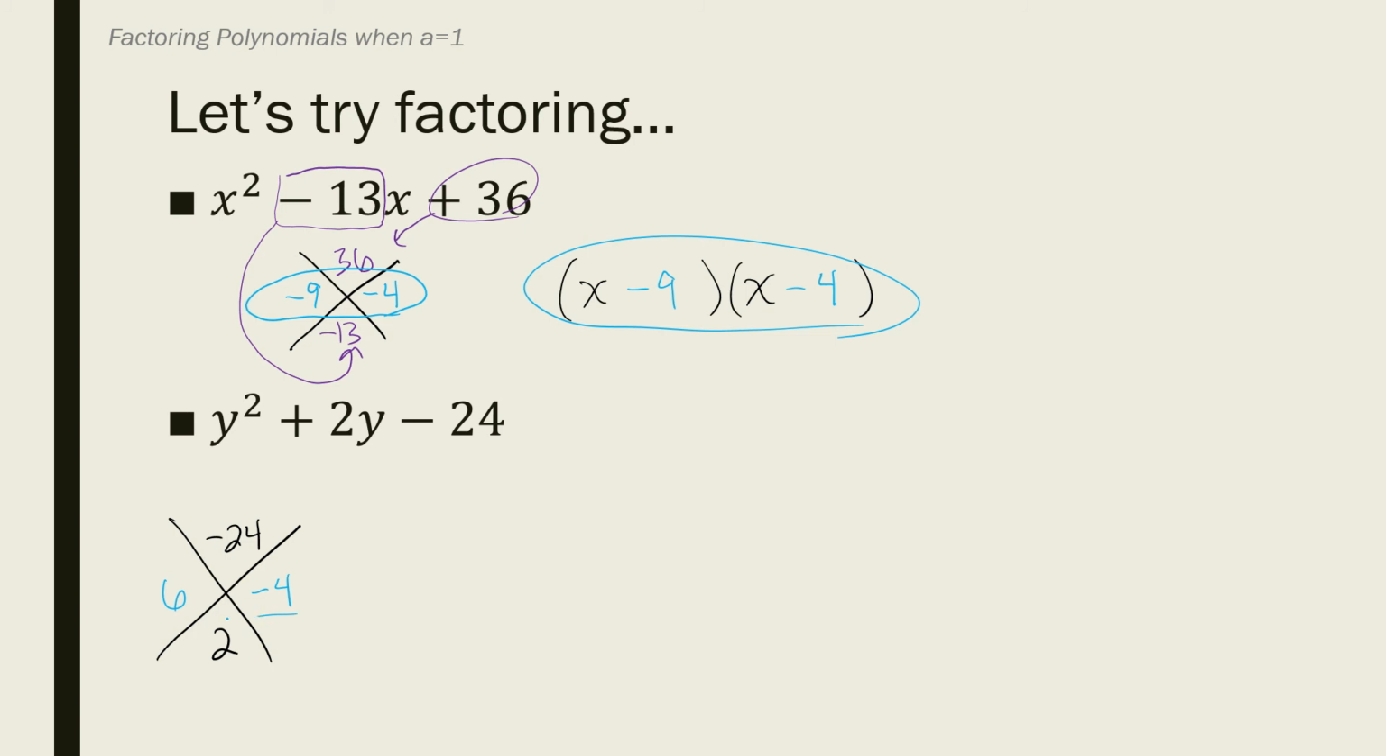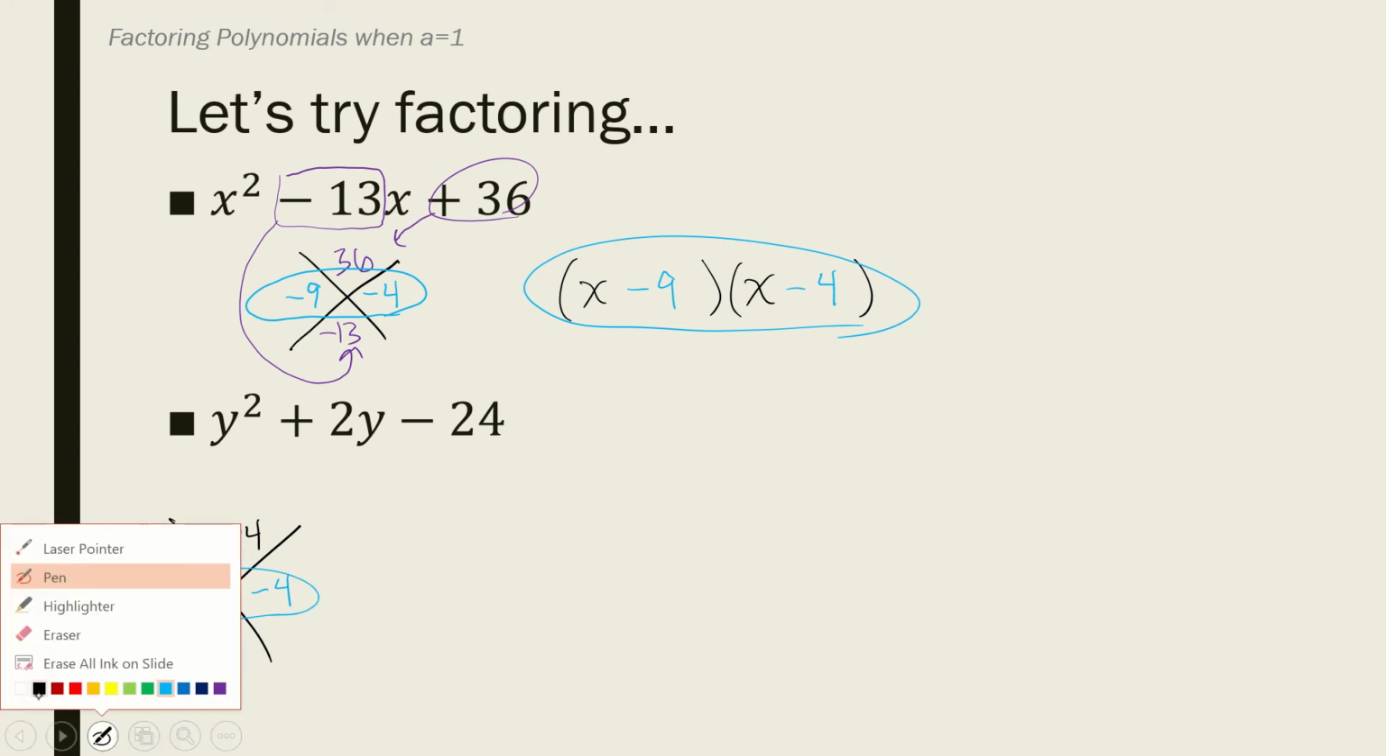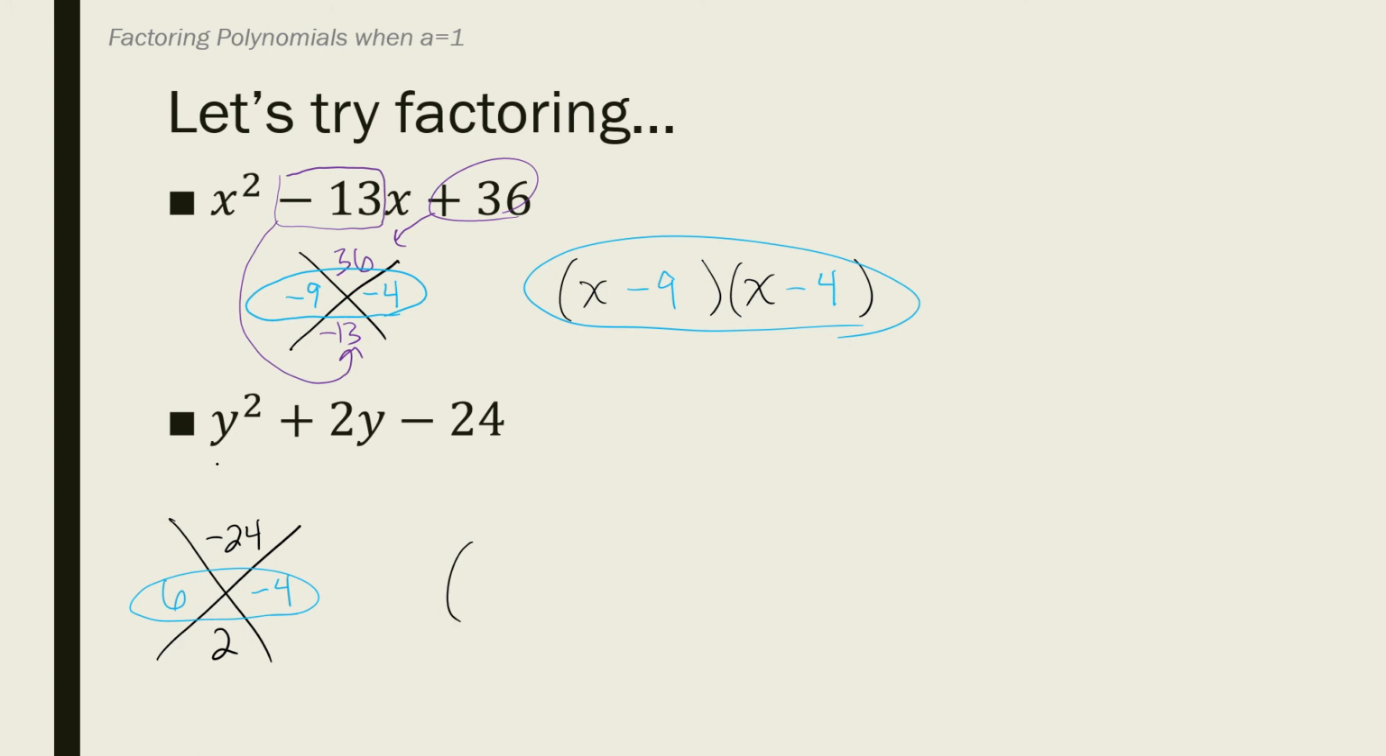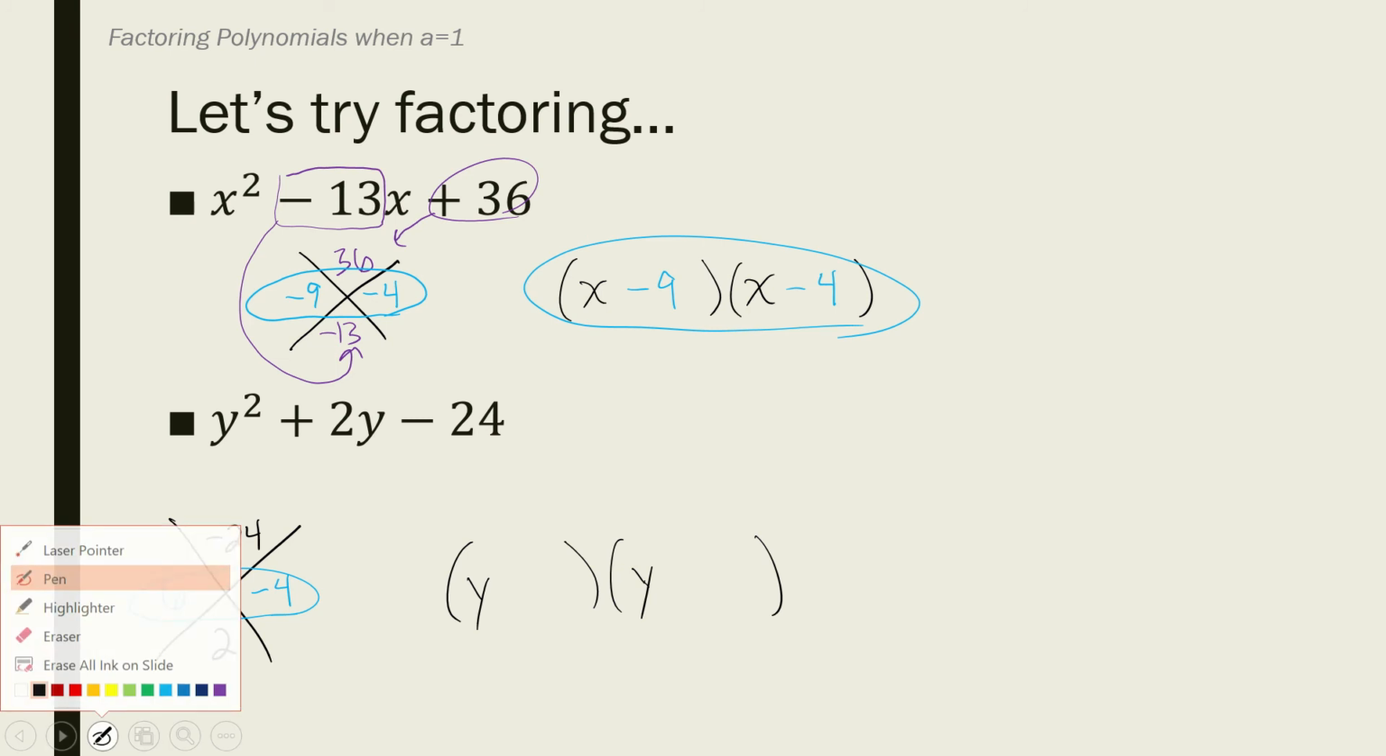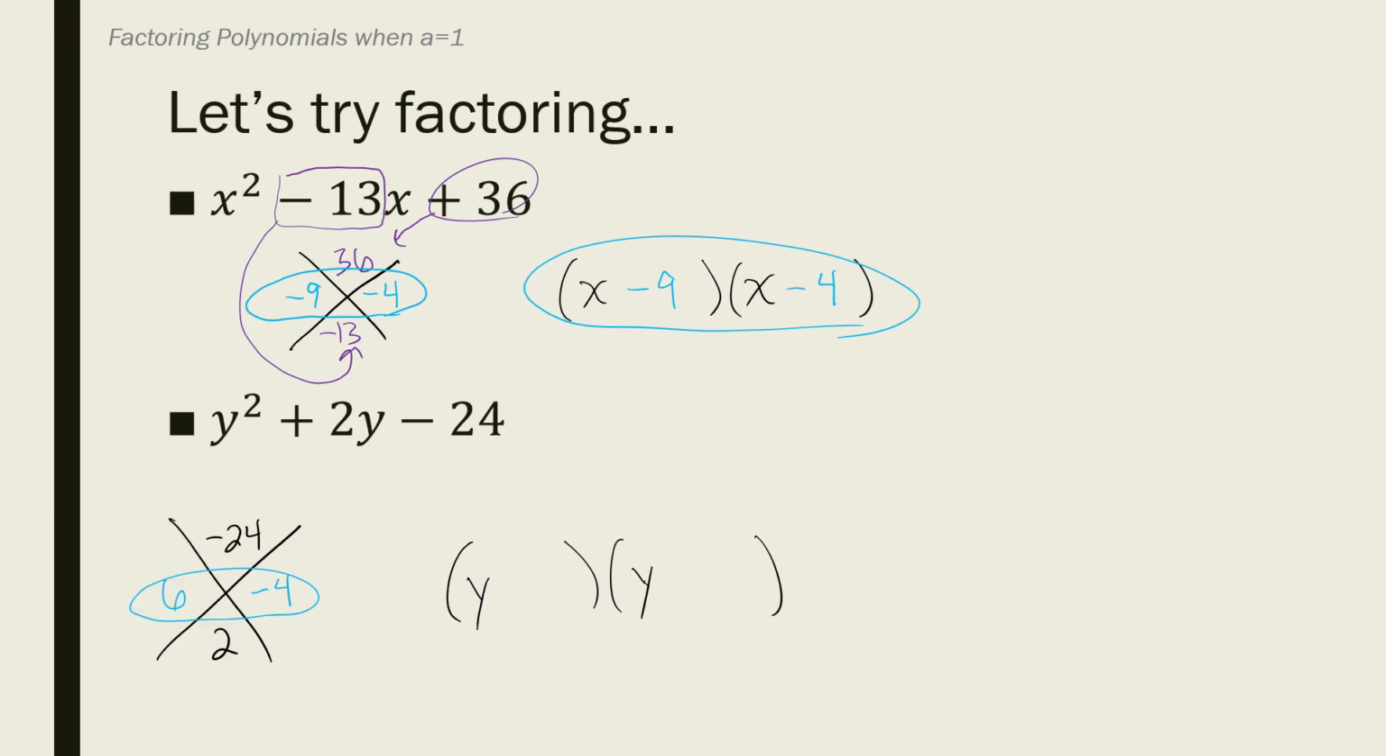Okay, so once I have that, we can go ahead and write our factored binomials. Keep in mind, this time we're talking about y's. So I need to flip it into y and y. And then I use my answers here, positive 6 and negative 4. So y plus 6 times the quantity y minus 4 is your factored answer. Okay, let's keep going.